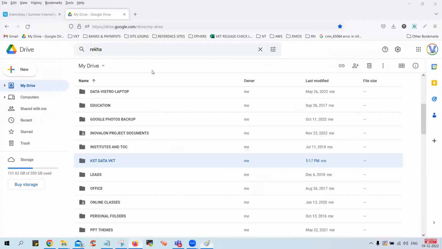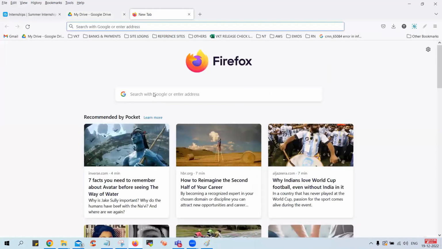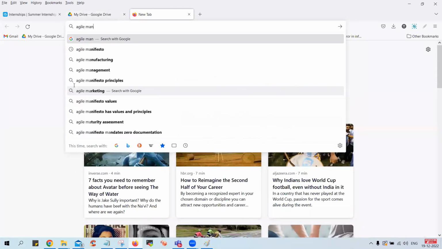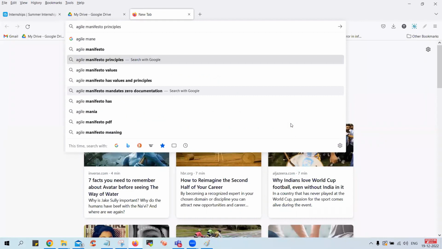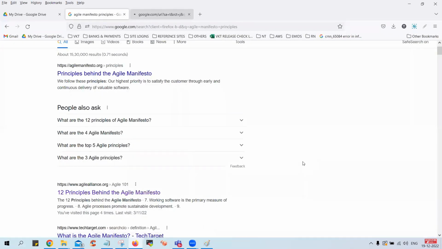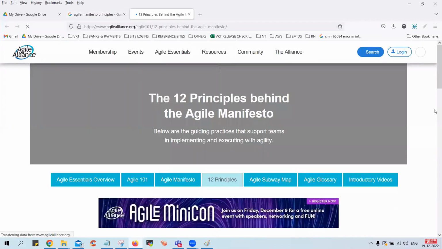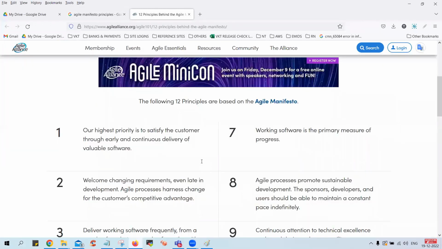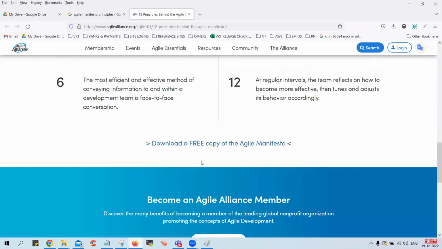So let's go on to the internet and find the agile manifesto. Yes. This agile manifesto was released in 1996, and today we have a lot of principles, guys, around 16 or 17. But when it was released way back initially, there were 12 principles. So these are those 12 principles, and let's see each principle and understand.